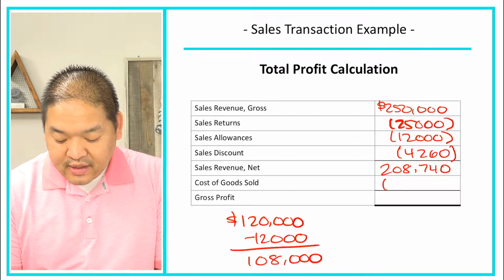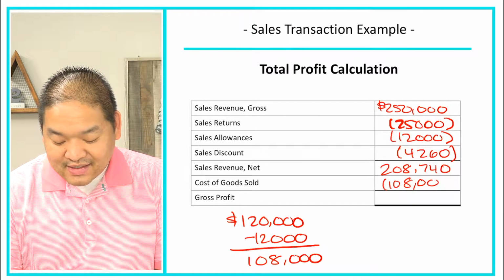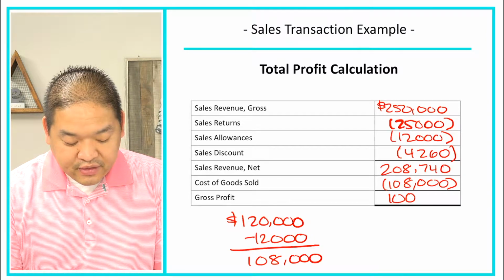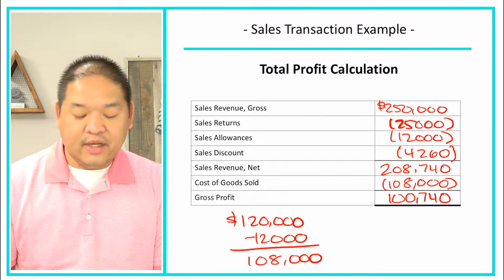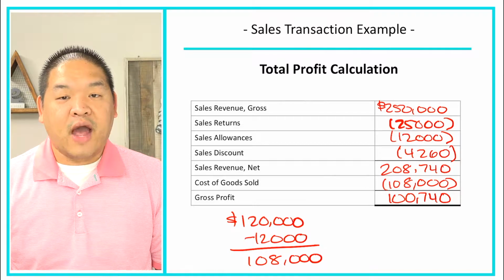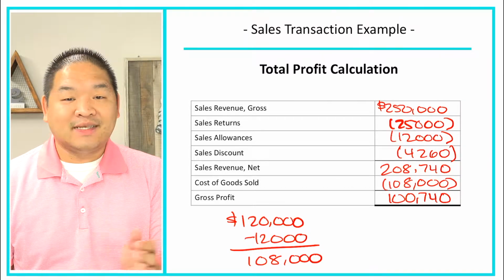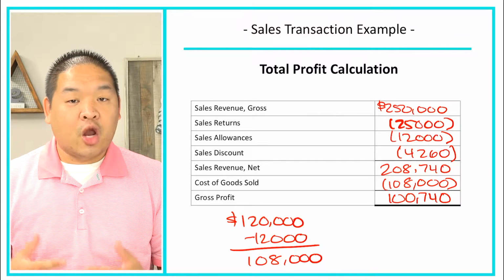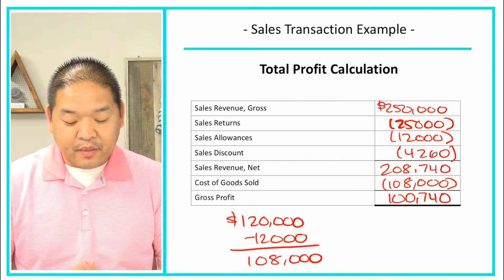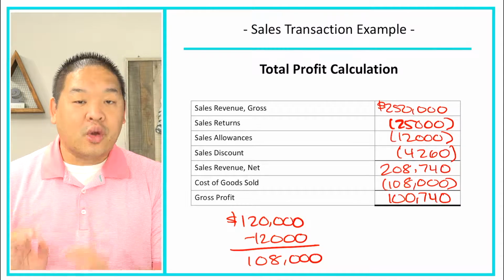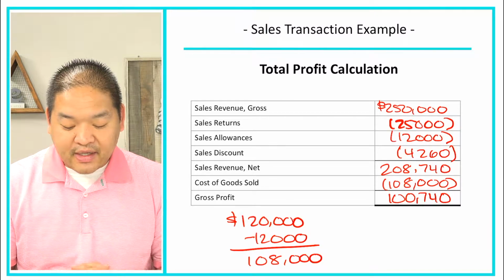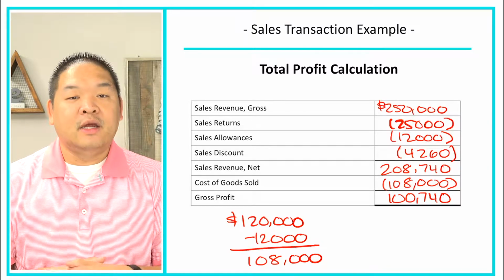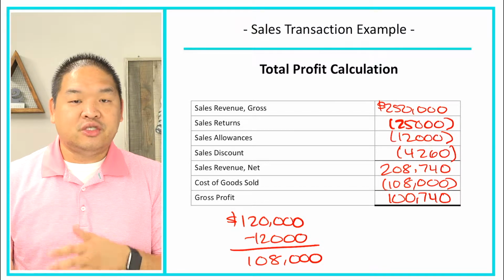So if we put that in here, $208,740 minus $108,000 cost of goods sold gives us a gross profit of $100,740. So as you can see, it is a long process to get to the very end here. But for this company, they are profitable, and we know that they're profitable because, well, at least we know that they're gross profitable. We know that because their revenues exceeded, after net, exceeded their cost of goods sold.